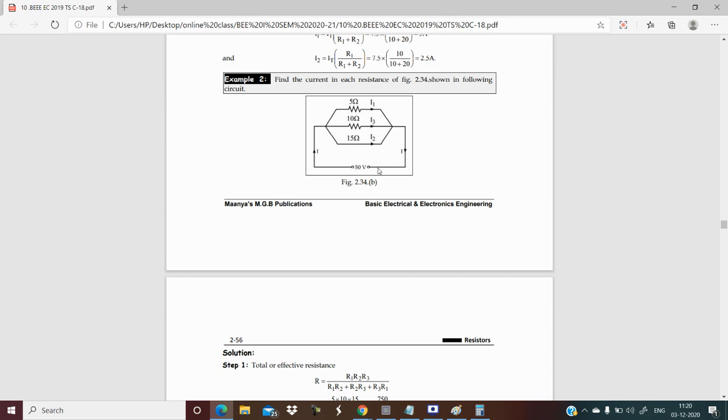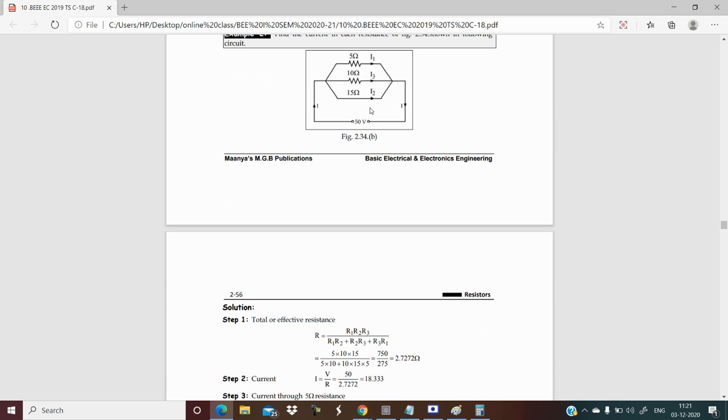So now we will check out the current division problem. That is example 2 here. Find the current in each resistance of the figure given. In the figure, we can see that 5 ohms, 10 ohms and 15 ohms are connected in series, and this is the total current. The three resistors are connected across 50 volts. So we have to calculate the currents I1, I2 and I3.